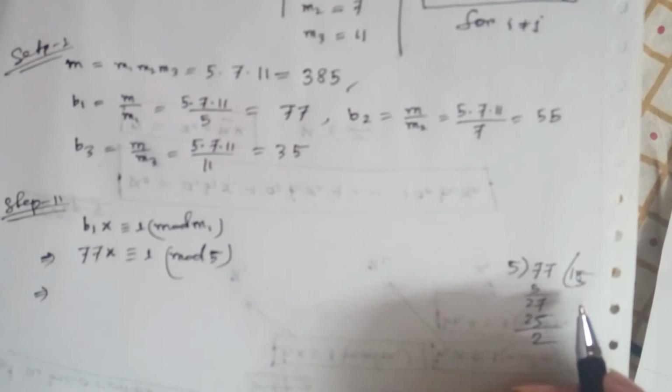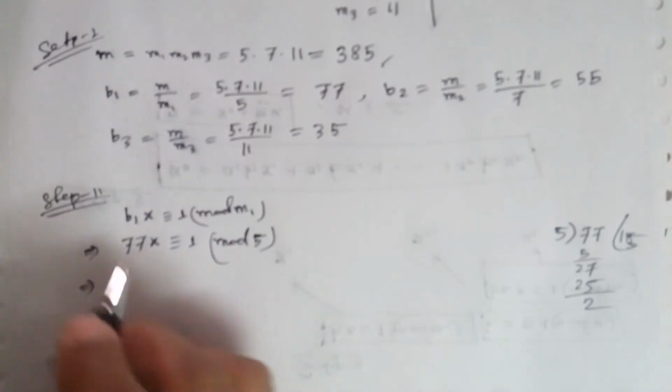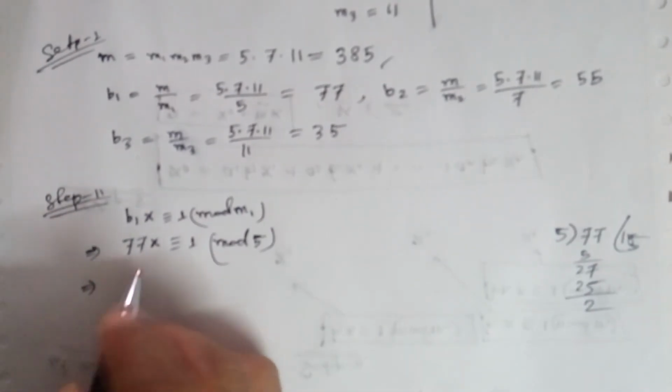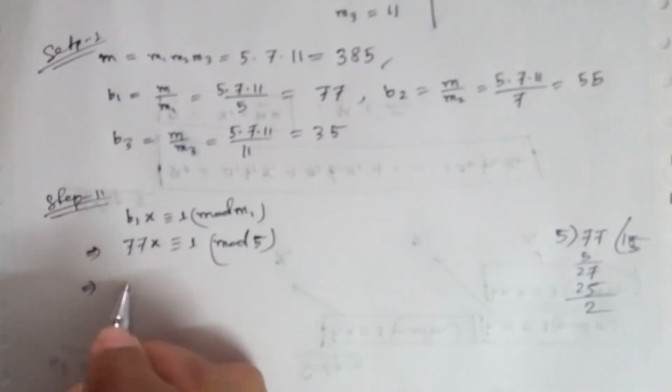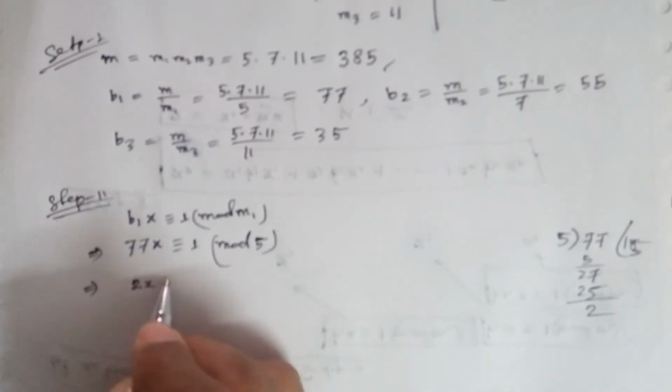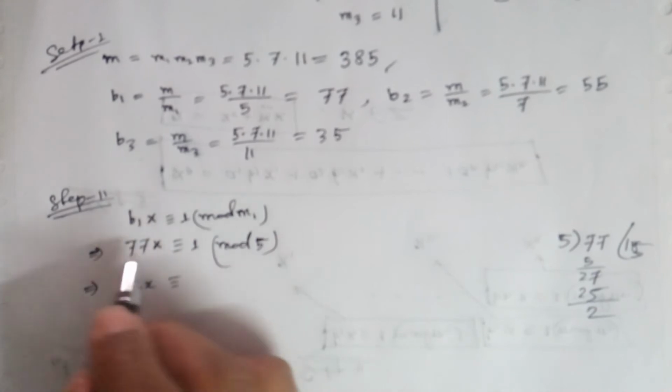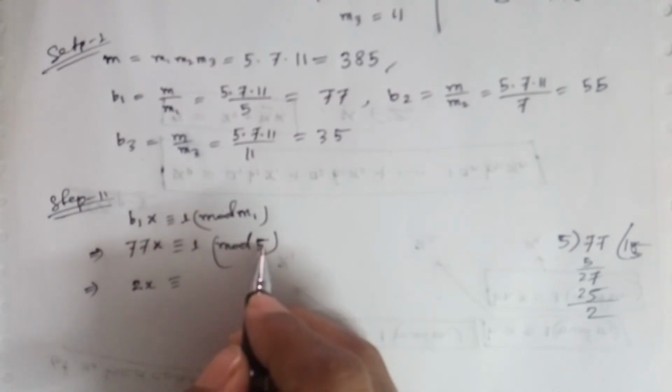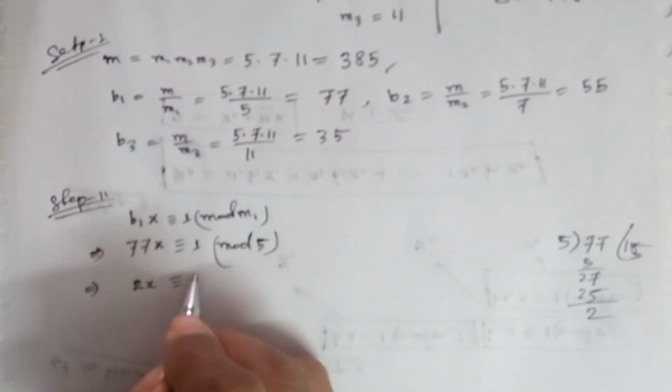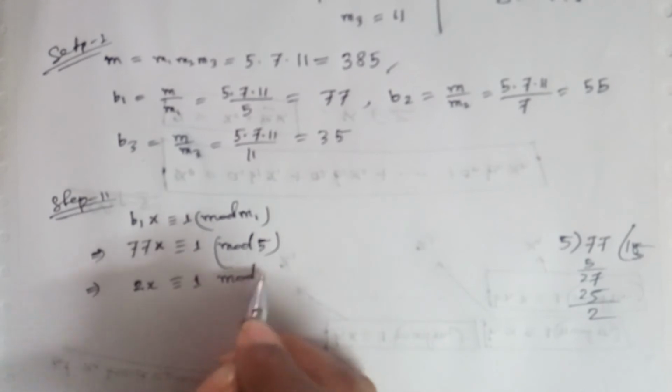5 into 15 is equal to 75. That means 77 minus 75 is equal to 2x, because I know this coefficient is reduced by subtracting a multiple of m, which is 15.